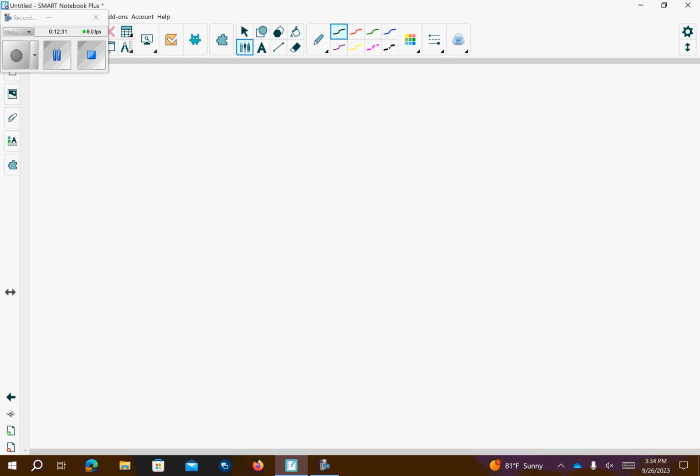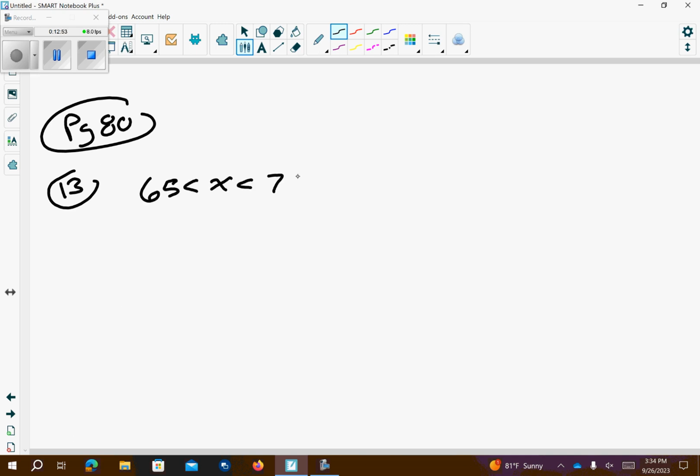Okay, on page 80, that was last night's homework, so let's take a look at that. Problem number 13 says a good room temperature is between 65 and 75. So all we have to do is write the inequality. A good temperature is between 65 and 75. Now, if I wanted to write this in interval notation, 65, comma, 75, both soft brackets.